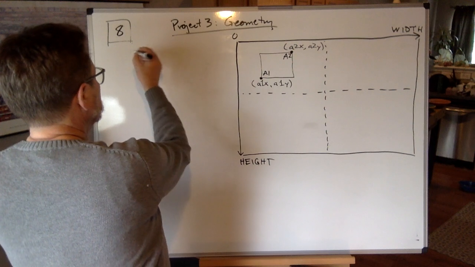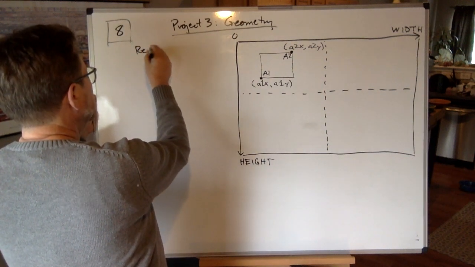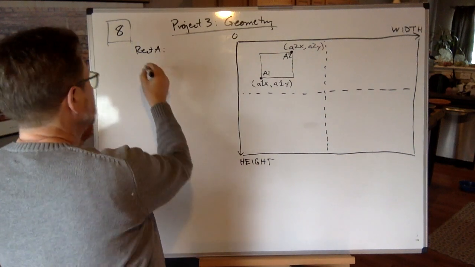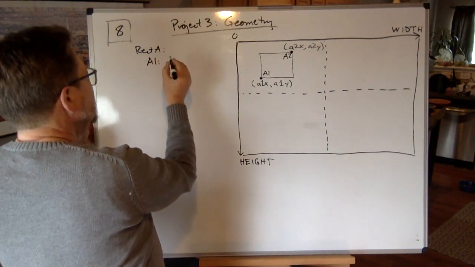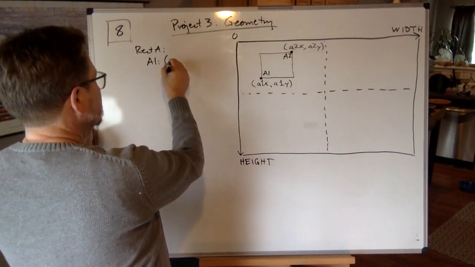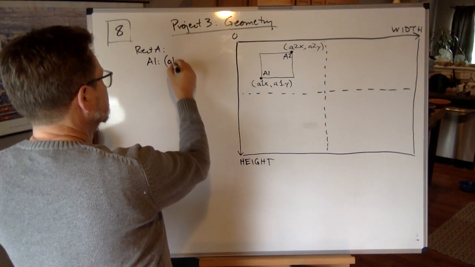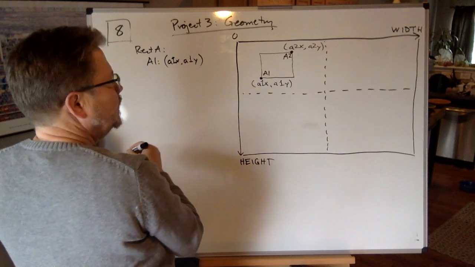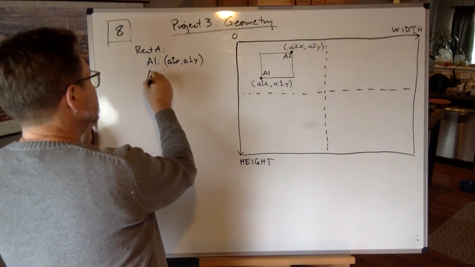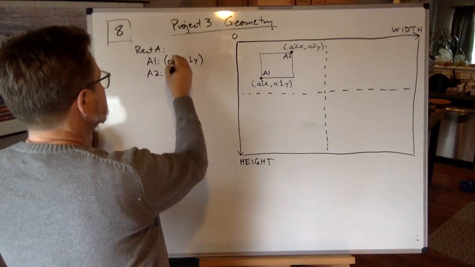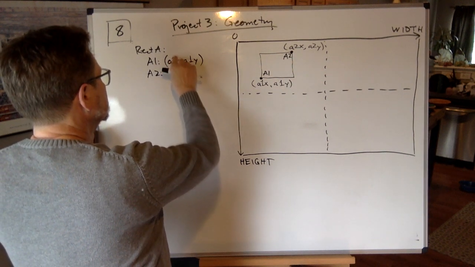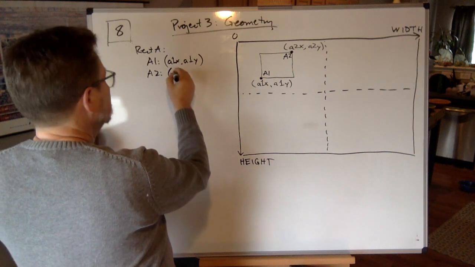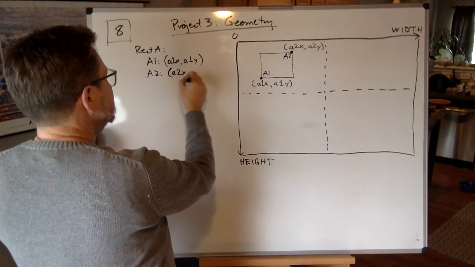For a rectangle, I'll keep up with them one at a time. For rectangle A, we have 2 points, A1, which is A1x and A1y. If we know those 2 points, then we can draw this rectangle. That's a 1. It's an ugly one, but it's a 1. A1x, A1y. This will be better: A2x, A2y.